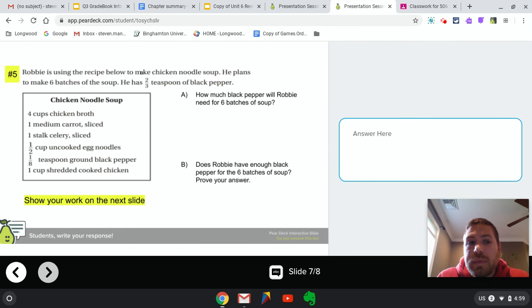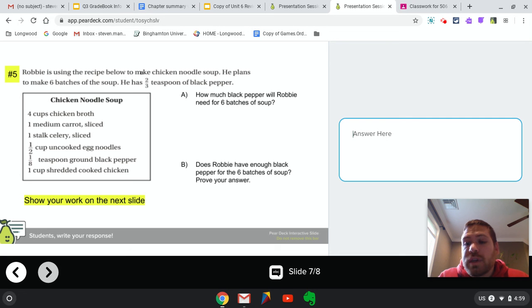A recipe makes 1 batch. So if we look at this chicken noodle soup recipe, if he were to make just 1 batch of chicken noodle soup, that's the ingredients and the amount of each ingredient that he needs. So he needs 4 cups of chicken broth, 1 medium carrot, 1 celery stalk, a half cup uncooked egg noodles, 1/8 teaspoon of ground black pepper, and then 1 cup of shredded cooked chicken. So that's 1 batch. We know from this problem he wants to make 6.